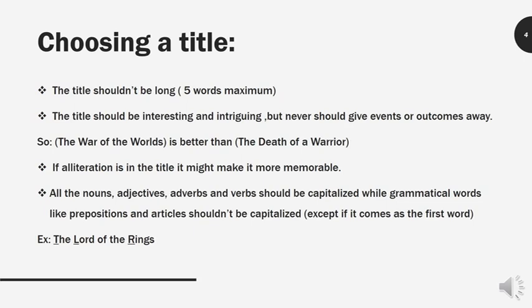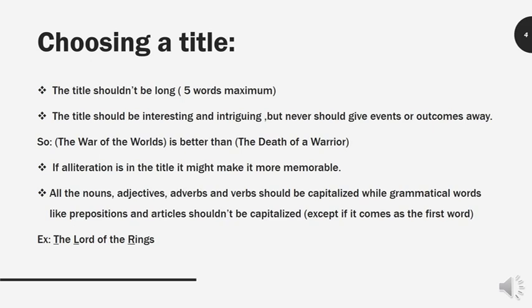Moving on to the last thing, all the nouns, adjectives, adverbs, and verbs should be capitalized, while grammatical words like prepositions and articles shouldn't be capitalized. What does that mean? Of course, the last one is not applied when you have it as the first word, when I talk about prepositions and articles.